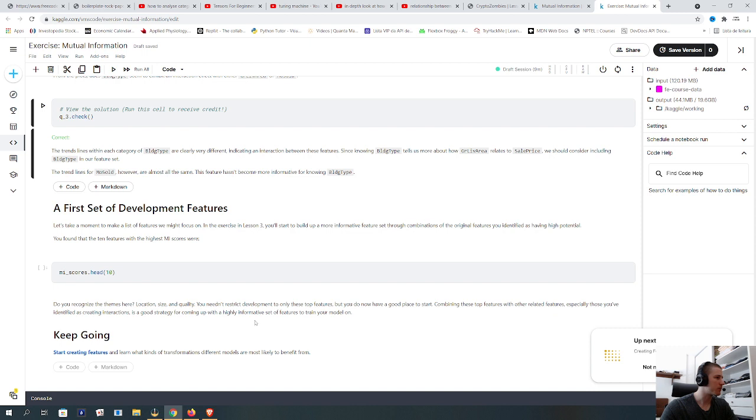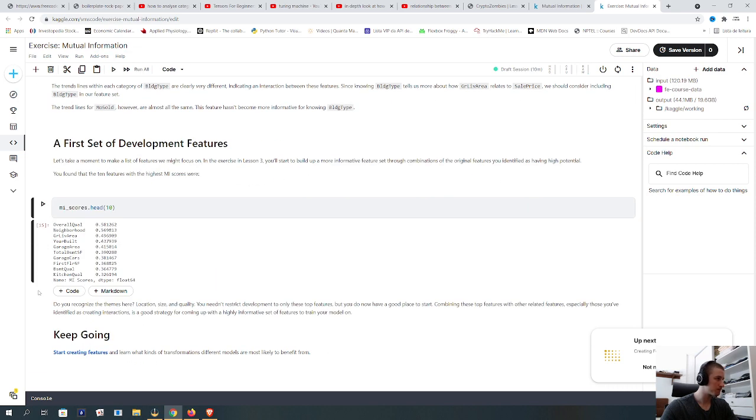First set of development features. Let's take a moment to make a list of features we might focus on. In the exercise in lesson 3, you started to build up a more informative feature set through combinations of the original features you identified as having high potential. You found that the 10 features with the highest MI scores were. Do you recognize the themes here? Location, size, and quality.